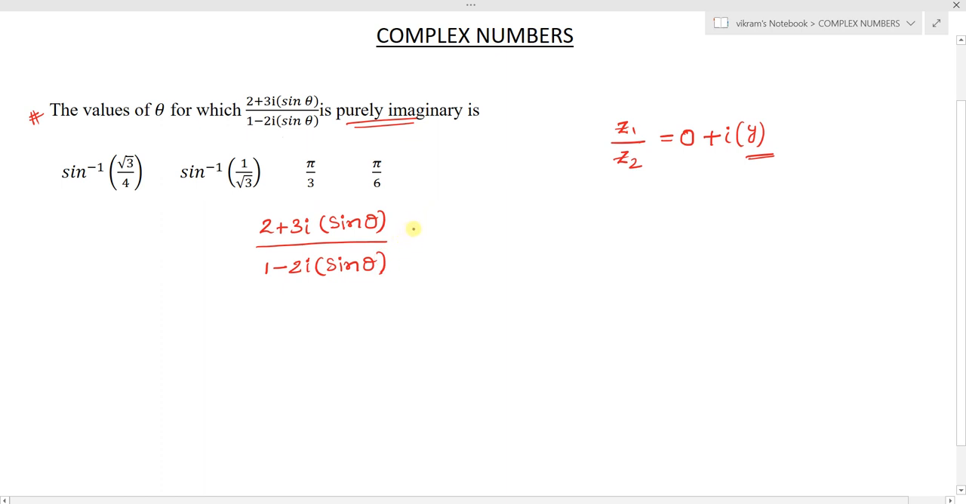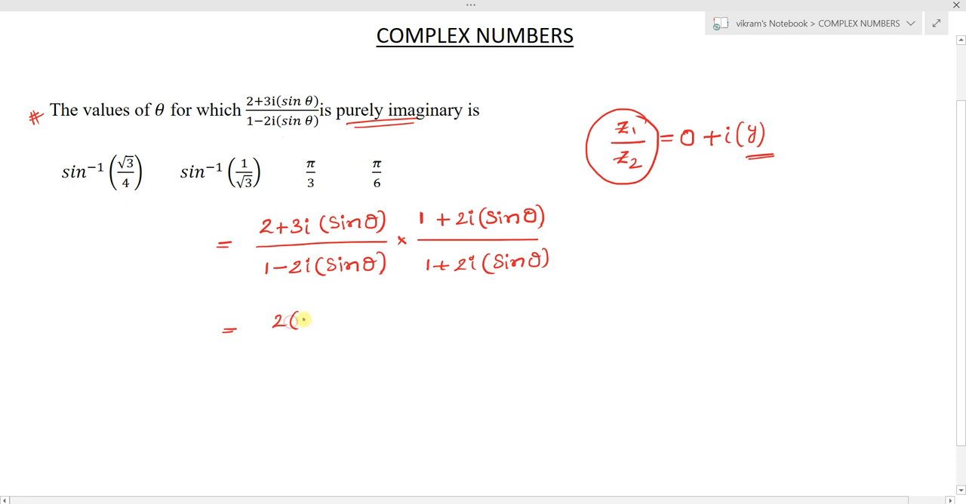How to perform z1 by z2? Please watch the video on division of complex numbers. Simply rationalize with the conjugate of the denominator, 1 minus 2i sine theta. The conjugate is obtained by changing the sign of the imaginary part, so here the minus sign should be plus. Multiply by 1 plus 2i sine theta by 1 plus 2i sine theta, which is the procedure to perform the division of a complex number.